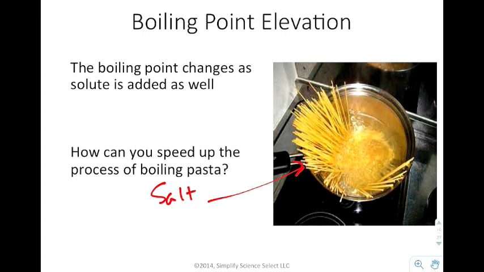It says it speeds the process up because if you have boiling water with salt in it, instead of being 100 degrees Celsius, it moves to, let's say, 110 degrees Celsius. And so the process of cooking the pasta is quicker. It doesn't take as long because the water is a higher temperature. It is also done to add flavor to the pasta itself, but it also helps it cook faster.